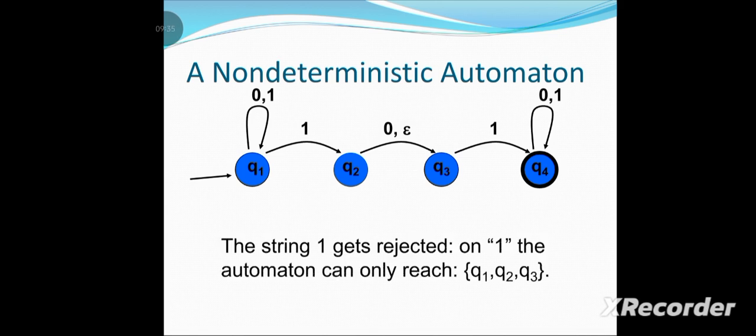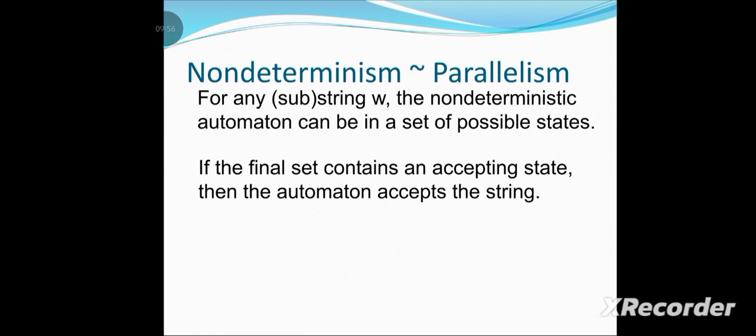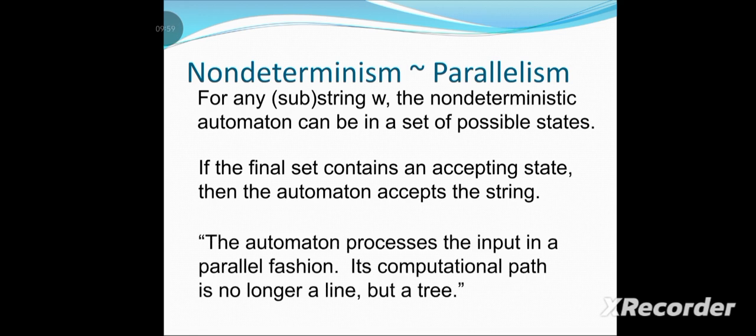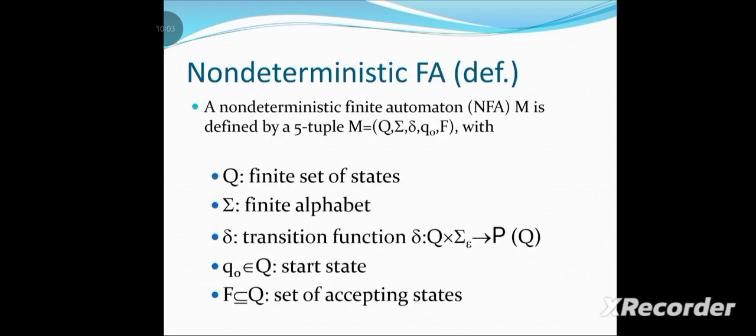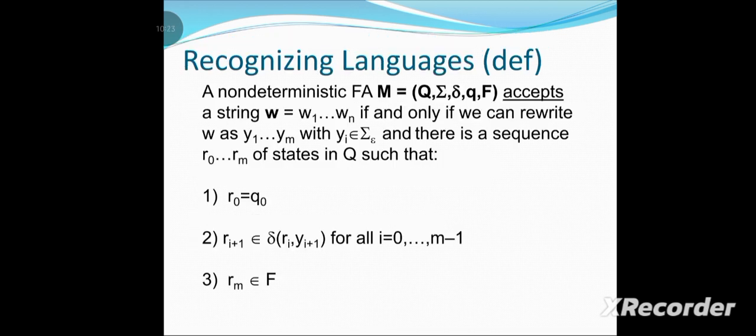For example, if you have a 1, that 1 can only reach Q1 which is a reject state, or it will go to Q2, or with epsilon it will go to Q3. All three states are reject states, so the string 1 will be rejected. So for any string, the non-deterministic automaton has a set of possible states. If the final states include a set of accepting states, then it will accept the string. It has the same format as your DFA: Q, epsilon, del, Q naught and F. The non-deterministic transition function takes the input symbol including epsilon. That is the difference between DFA and NFA.